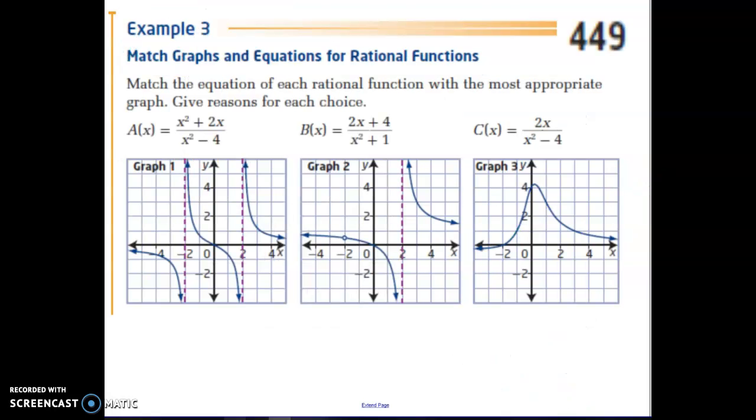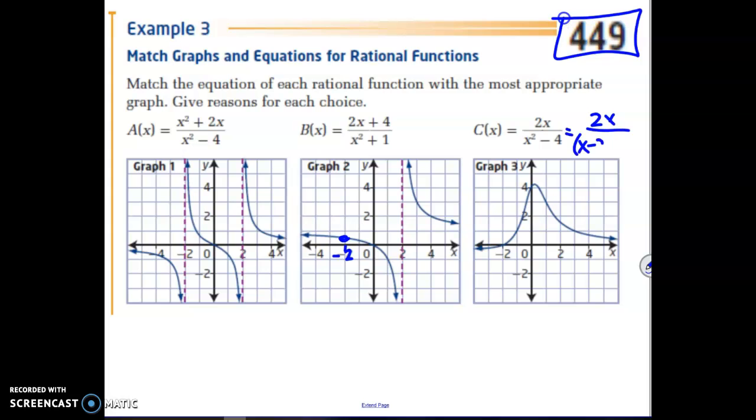So I'd like just to turn your attention then to this. This is just an example on page 449 of your text, but you can just look up here. This is match the graphs and equations for rational functions. So when I'm looking at these graphs, I see a few things. I see that this one here has a hole in it, and the hole is located at minus 2. So that means that one of these graphs is going to have the same factor on top and bottom when I factor it. So I'm just going to quickly factor all of these.